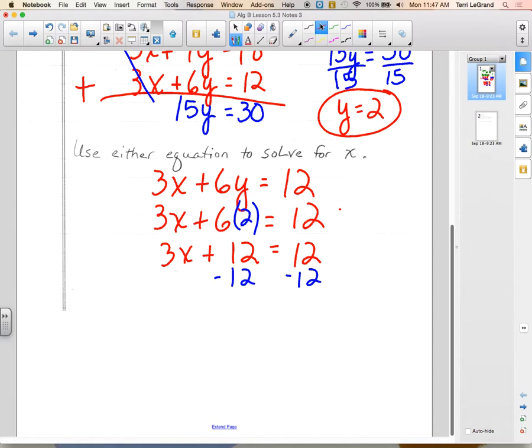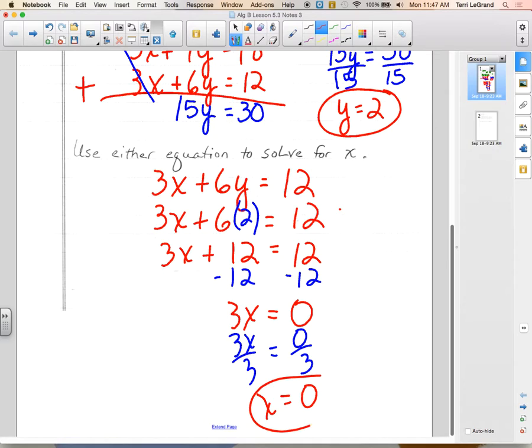have a dilemma. It's 12, take away 12 on the right side. What do I put? I put a 0, because 0 is legitimate. It's okay, isn't it? What do I do now? Divide both sides by 3. So what is my x value? X equals 0. Is that okay? If x equals 0?